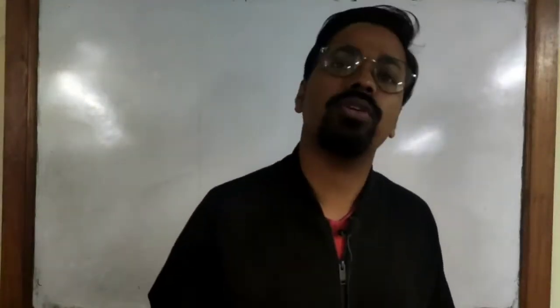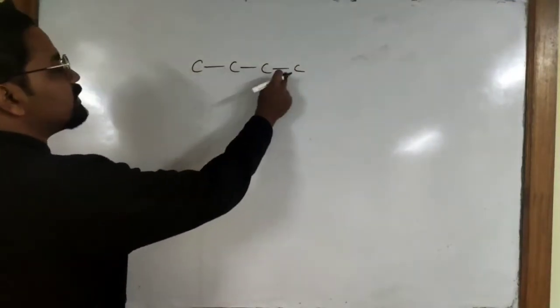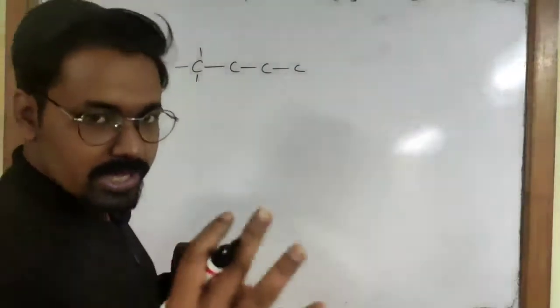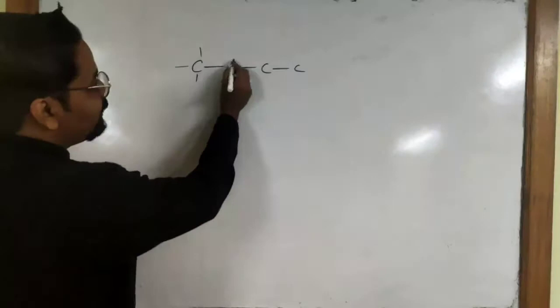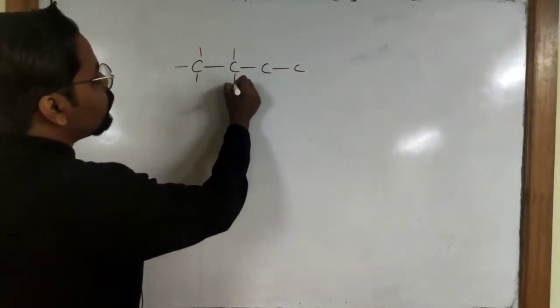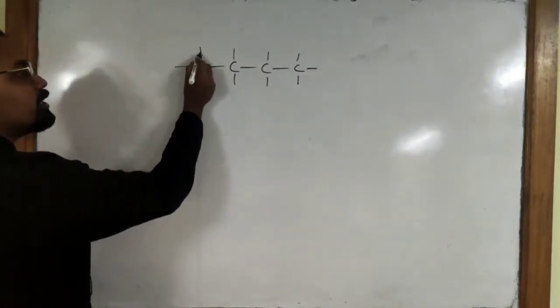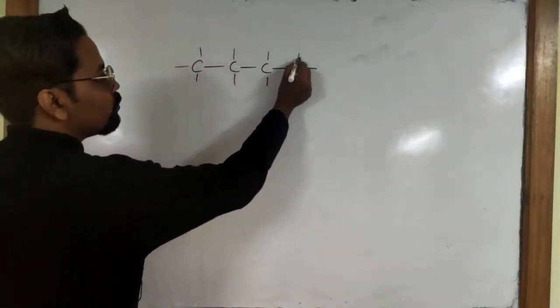So suppose carbon wants to form bonds with four different carbon atoms forming a straight chain. So it will be like carbon, carbon, carbon, carbon, single bonds, and every carbon must have 4 arms, right? As we have seen, carbon has 4 arms. So it will have 1, 2, 3, 4. This carbon already has bonded 2, so it will have 2 empty arms, and it will have 3 empty arms. So this carbon has 1, 2, 3, 4 arms.